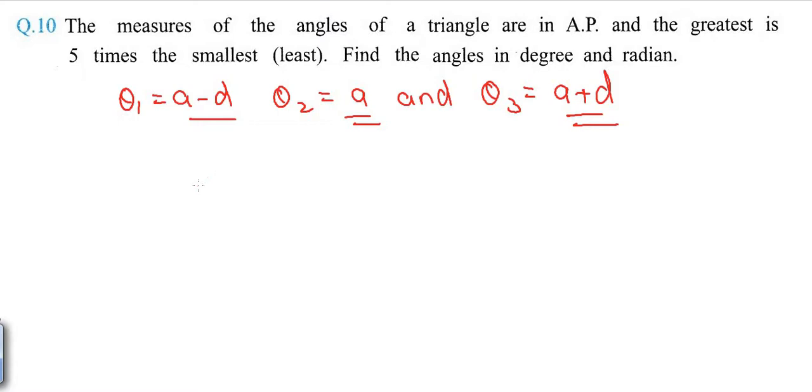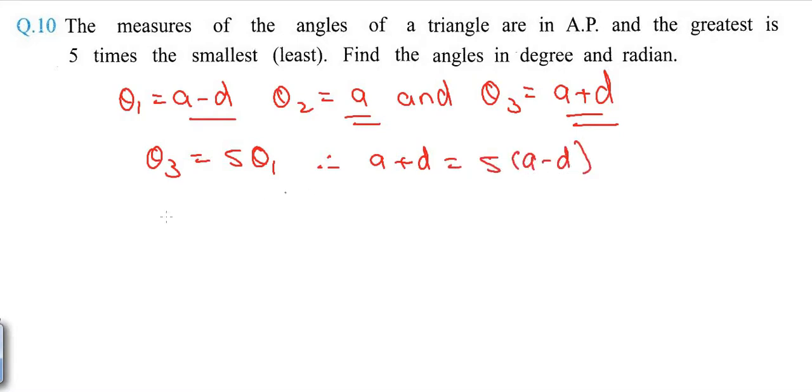Now let us use the given condition. The greatest is 5 times the smallest. Now greatest is theta 3, that is 5 times the smallest, that is theta 1. Let us substitute their values. So we get a plus d is equal to 5 times a minus d.